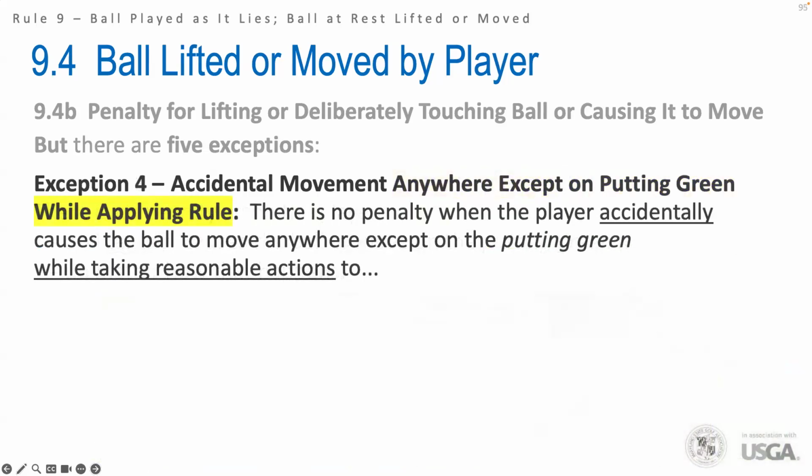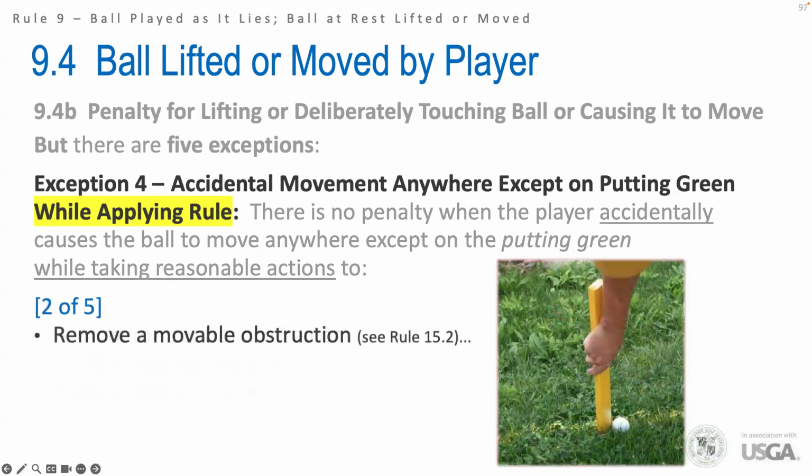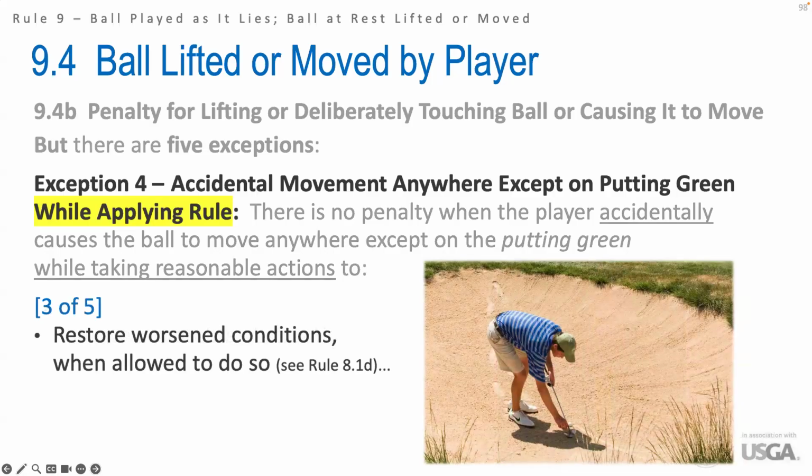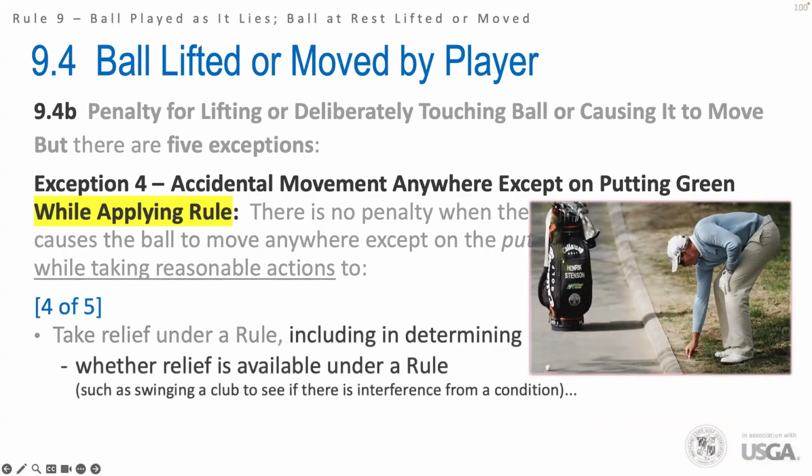Accidental movement anywhere except on the putting green while applying a rule. There is no penalty when the player accidentally causes the ball to move anywhere except on the putting green while taking reasonable actions to mark the spot of the ball or lift or replace the ball when allowed to do so. Maybe to remove a movable obstruction, we're allowed to do that. Restore worsening conditions when allowed to do so. We talked about that back in Rule 8. Take relief under a rule. We're applying a rule again, so accidental movement is okay. Including in determining whether relief is available under a rule.